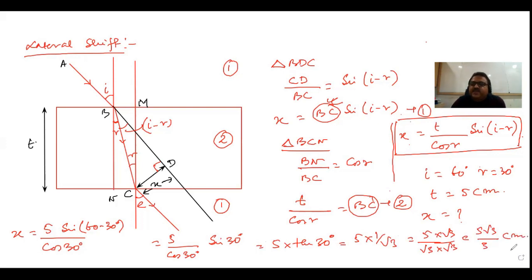Is it clear? So in my next video, I'm going to show you what will happen if, instead of using a single slab, you use multiple slabs, what will be the relation between the refractive indices, how to find that, and the concept of apparent depth, real depth, etc., and problems on that, correct?